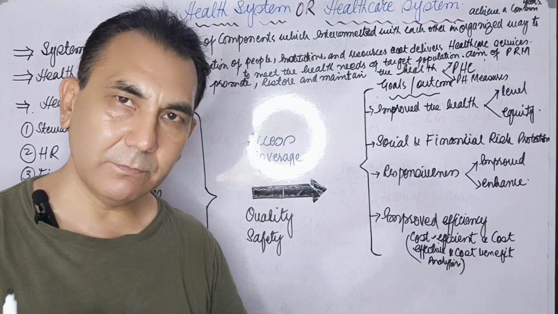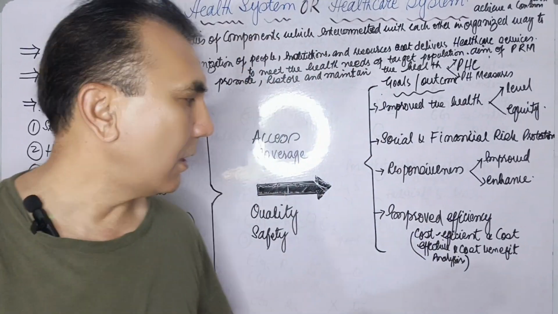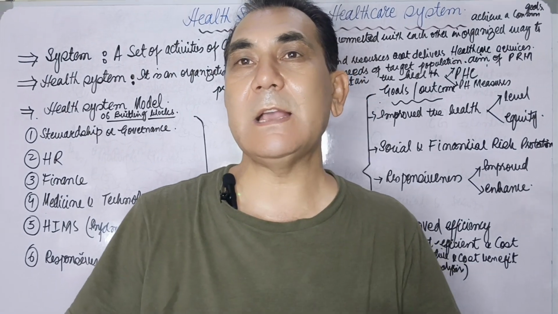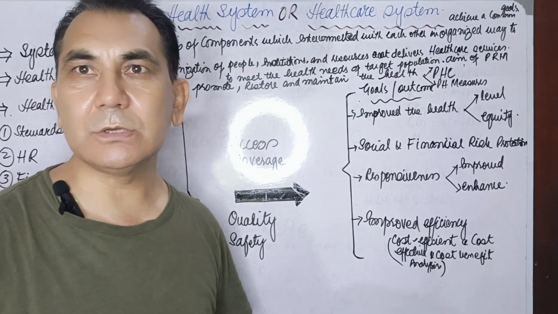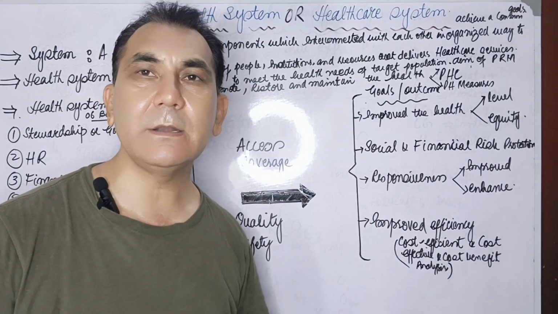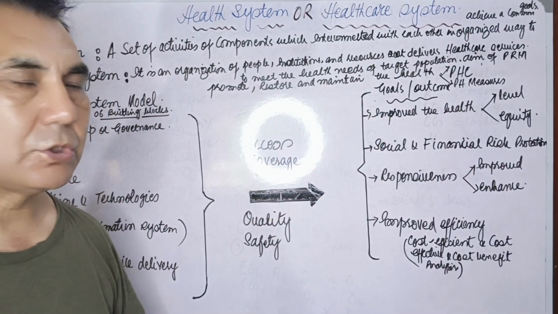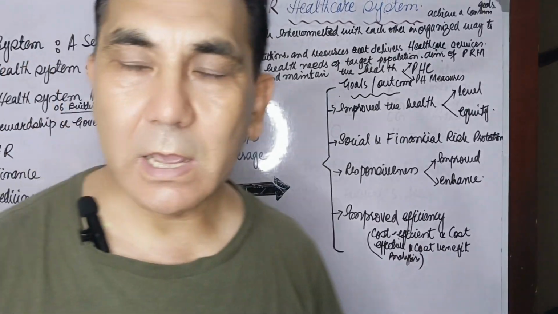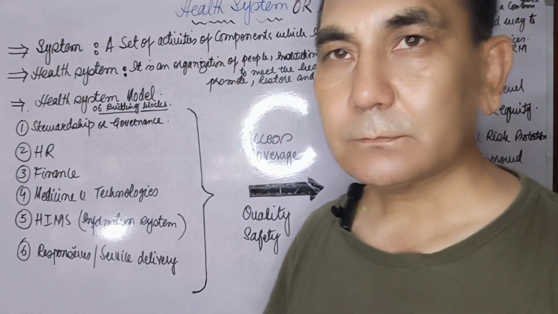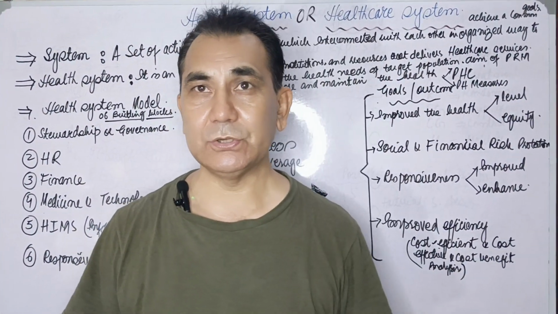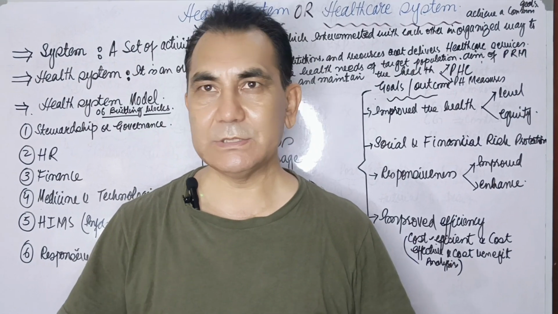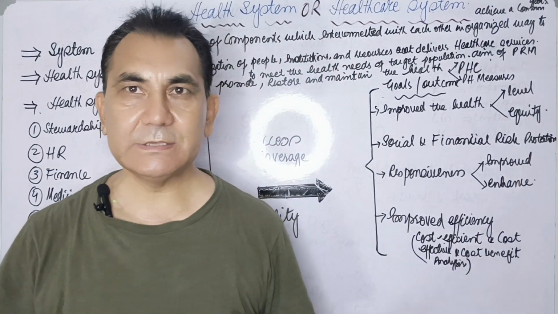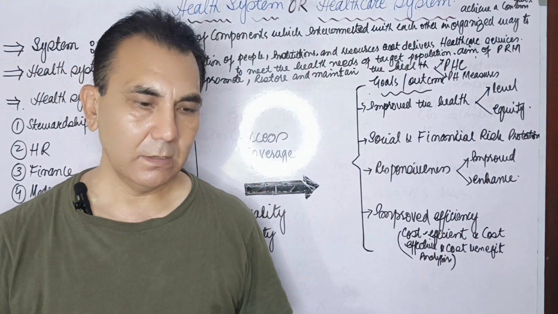It will happen with the mechanism of cost efficient, cost benefit, and cost effective analysis of any intervention or procedure. Then you can provide all these four goals and outcomes of the healthcare system model. So I hope in today's lecture your concept about the system is clear. Let me summarize today's lecture.